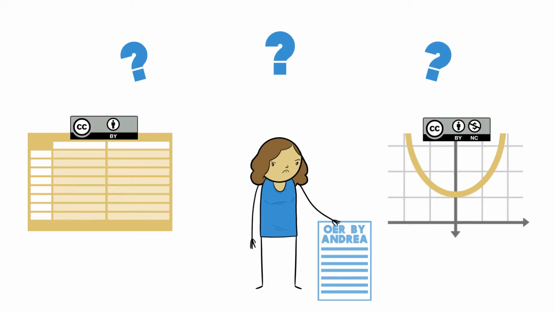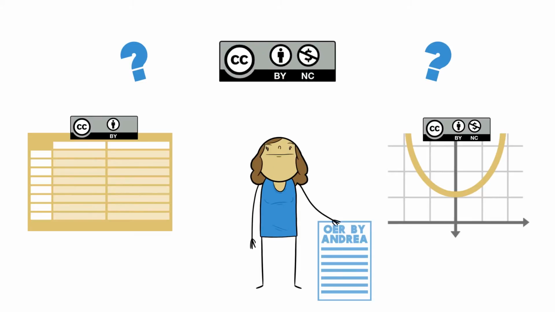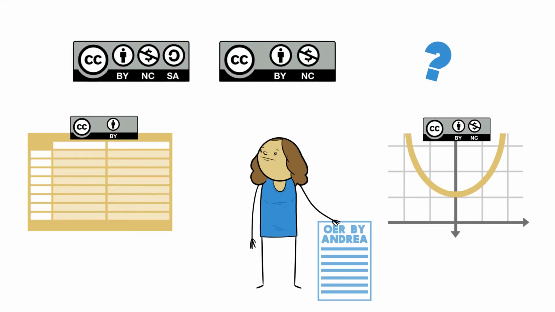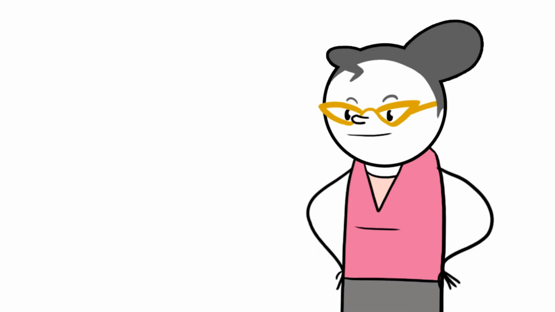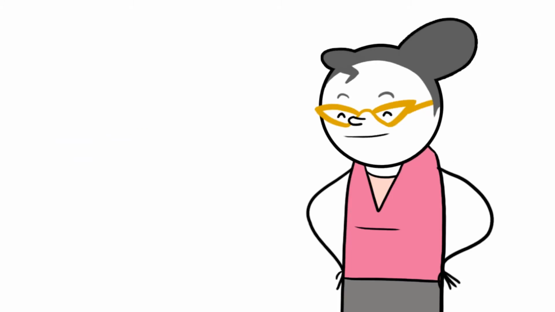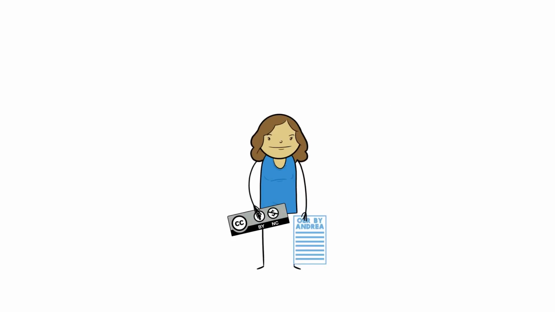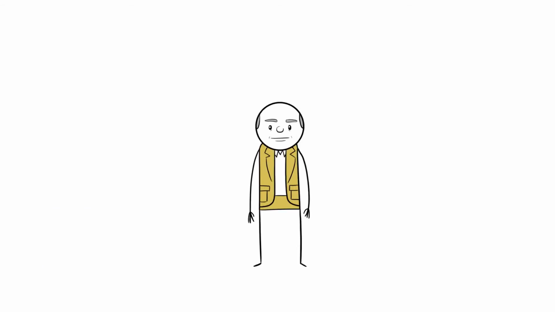Considering the stipulations of the BY NC license, she figures she can use a BY NC, a BY NC SA, or a BY NC ND license. Right, Beth? Great. Now it's Charles's turn.